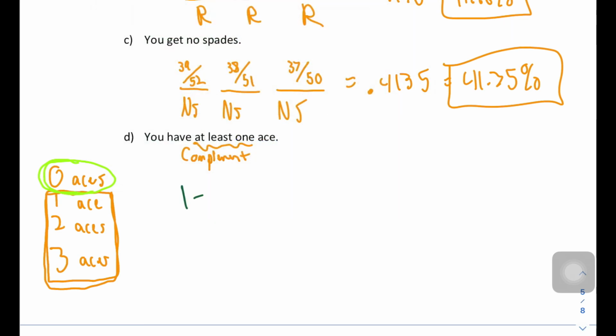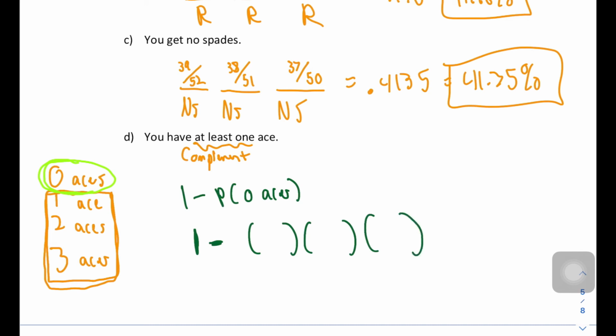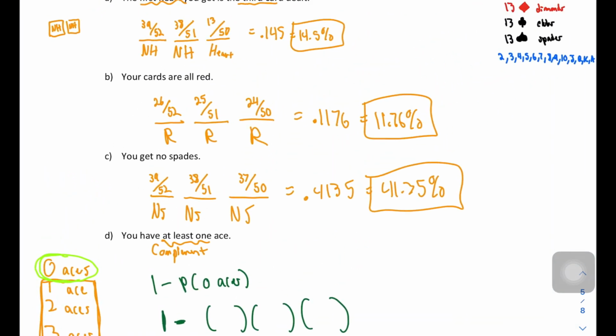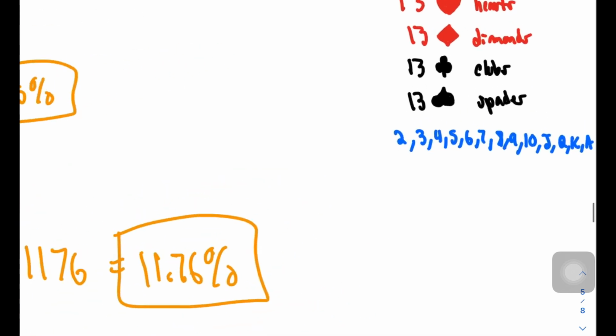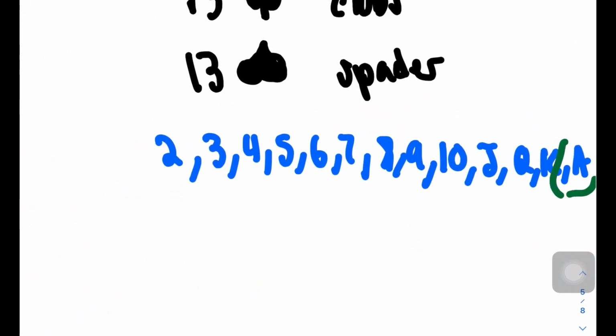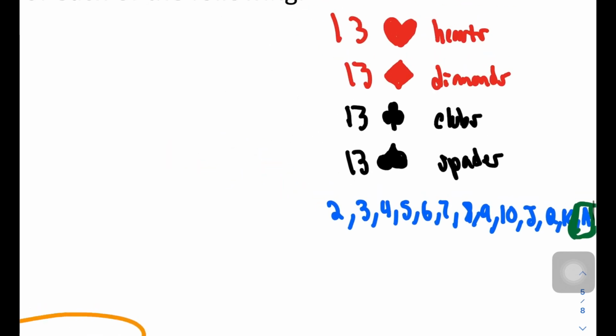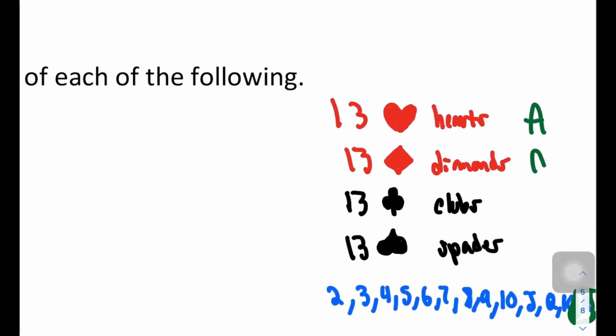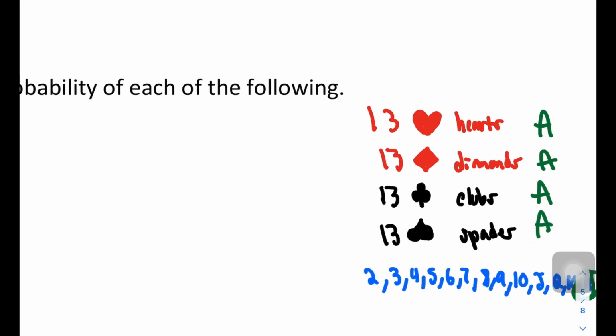So we can do 1 minus the probability that we have 0 aces. So 1 minus, our first one has to be not an ace, our second one has to be not an ace, and our third one has to be not an ace. Now remember, an ace is not a type of card. An ace is one of these. And remember, we have 4 aces, right? We have a heart that's an ace, we have a diamond that's an ace, club, and a spade that's an ace.